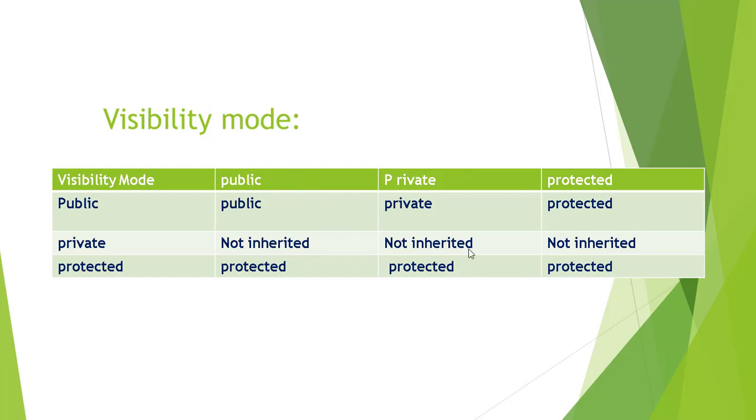So these are the three types of inheritance, that is public, private and protected.